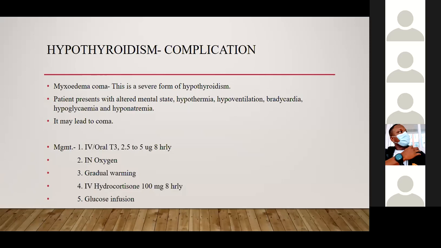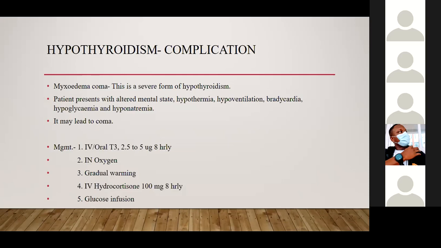The patient will come to you with an altered mental state. There'll be hypothermia. Everything will be slow. Breathing will be slow. Pulse will be slow, as you can see. So there's hypothermia, hypoventilation, bradycardia, hypoglycemia, and hyponatremia. And this may lead to coma. Okay, so this is what we call myxedema coma. And usually once it happens like this, we know that the main issue is that the patient doesn't have thyroid hormones. So we need to replace the thyroid hormones.